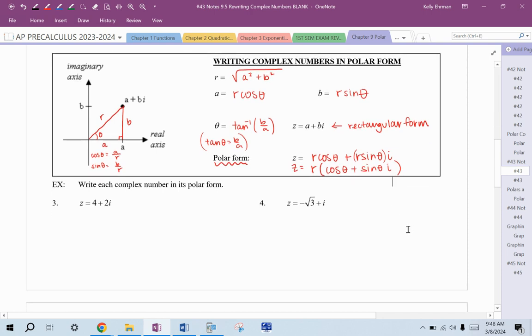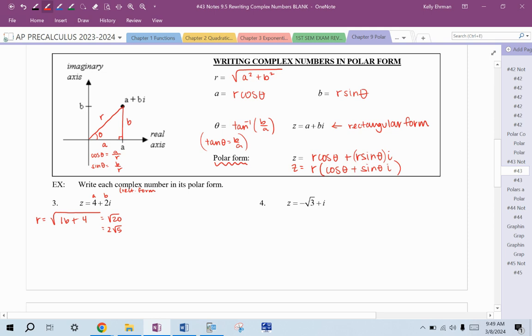So write each complex number in its polar form. Right now it's in its rectangular form. So a is 4 and b is 2. So if I want to write it in its polar form, first I should find r. r is equal to the square root of 4 squared plus 2 squared. Square root of 20. We need to simplify for the AP exam. It's 2 radical 5.